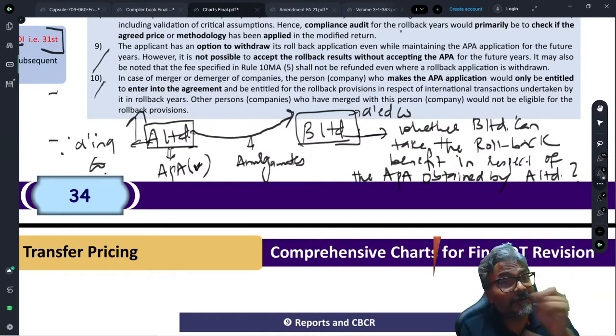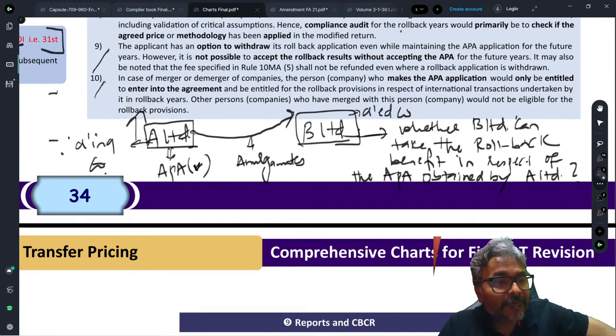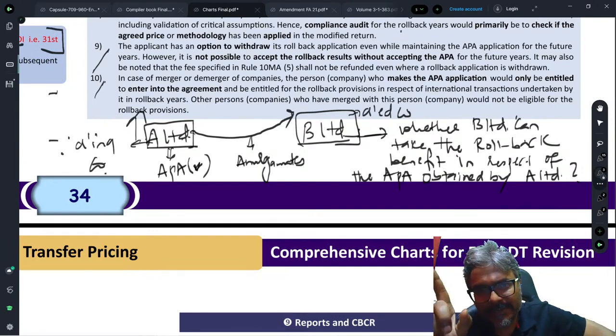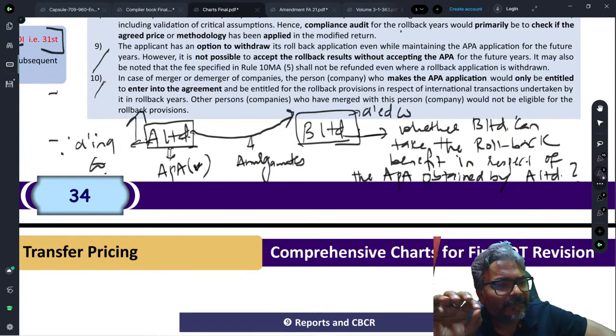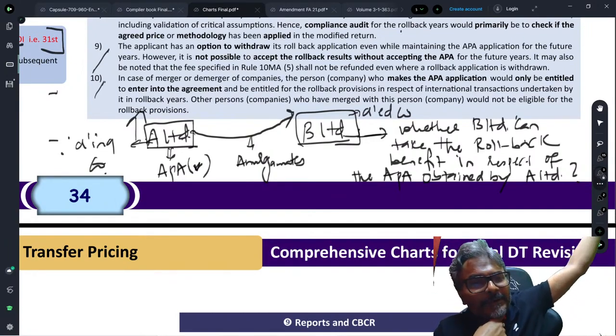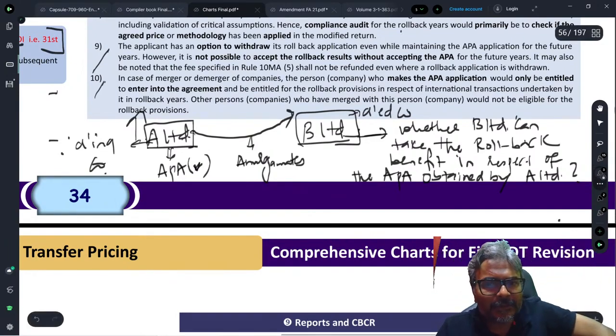Fine. But if they had done a reverse case, Amruta, reverse case means what? If B Limited had been merged into A Limited, then yes, this particular rollback of the B Limited case could have been done. That is a possibility. But when A Limited loses existence, then in that case, we will say that B Limited cannot take up the rollback benefit in respect of the APA obtained by A Limited. Clear, students, all of you?